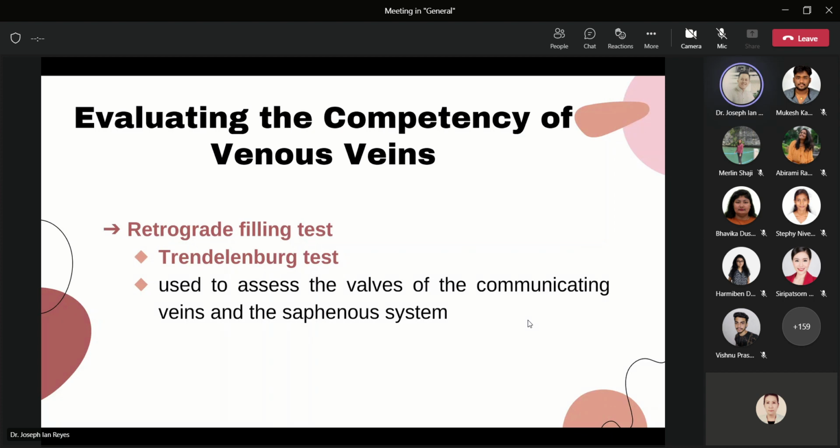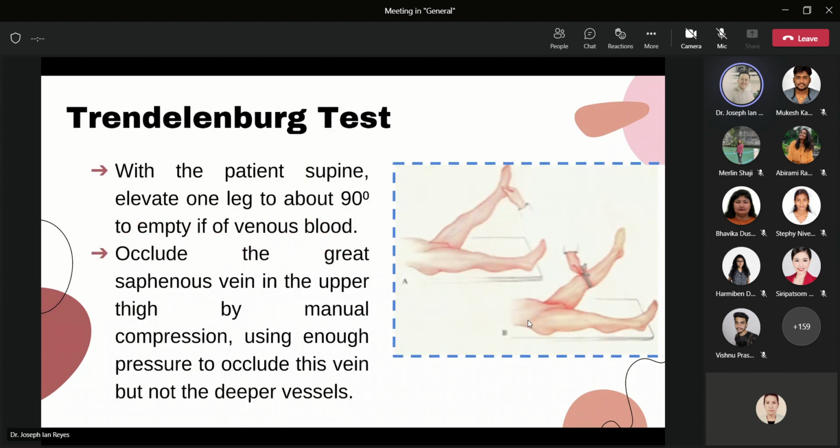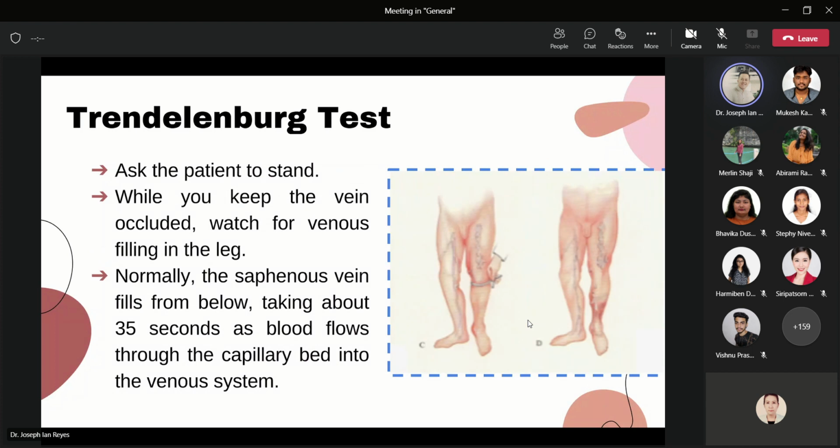So Trendelenburg test. This tests the competency of your venous valves. You use it to assess the communicating veins and saphenous vein. How to do this? Patient is supine. Elevate one leg to 90 degrees to empty out the venous blood. Occlude the great saphenous vein in the upper thigh by manual compression, using enough pressure to occlude this vein but not the deeper vessels. Ask the patient to stand. Then while you keep the vein occluded, watch for venous filling in the legs. Keep the vein occluded, okay? Don't release it yet.